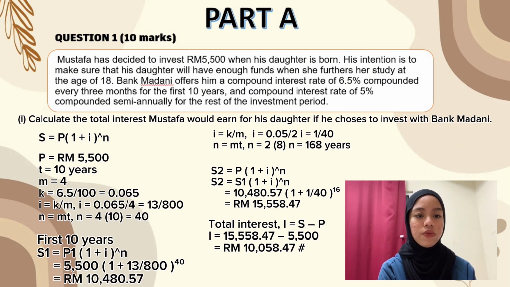So I equal to 15,558.47 minus 5,500. So the total interest is 10,058.47.